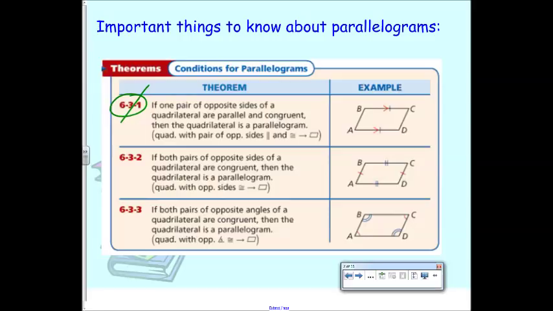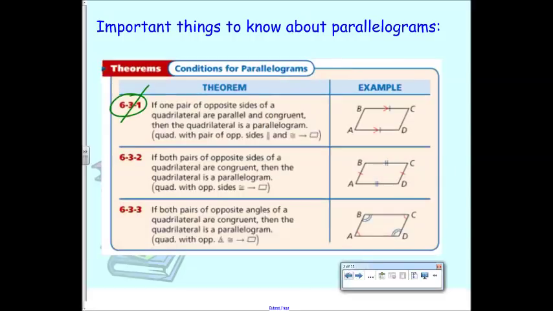Because one is they're parallel. You only need one set of sides. It has to be parallel and congruent. Here, we don't need anything about parallel. We just need to know that they're congruent. If they're congruent, doesn't that mean that they're parallel?